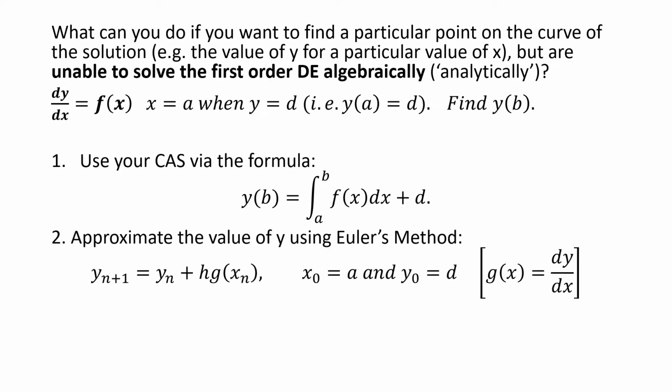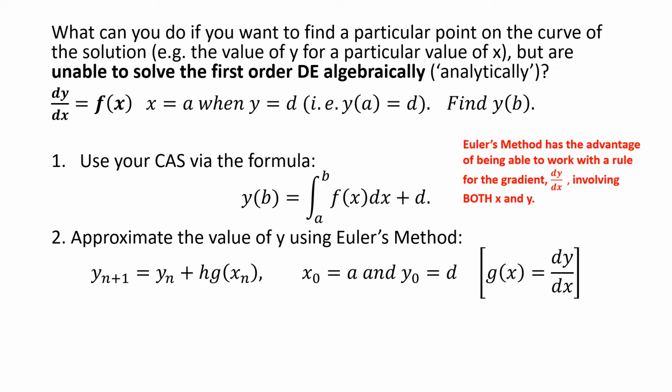Okay, what else can you do? You can approximate the value of y using Euler's method and taking a number of iterations. So there's the rule, there's the recurrence relation for successive y values using the previous x and y values, and your initial x and y values take on the initial known point on the curve. Okay, so we've looked at Euler's method in depth.